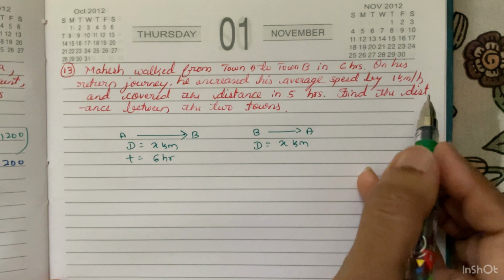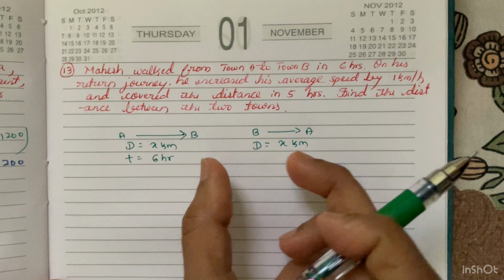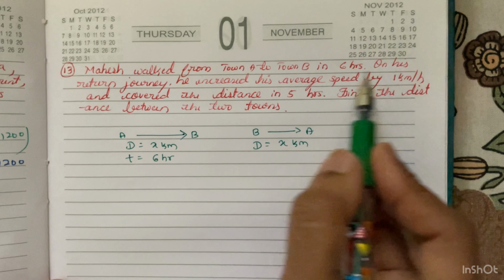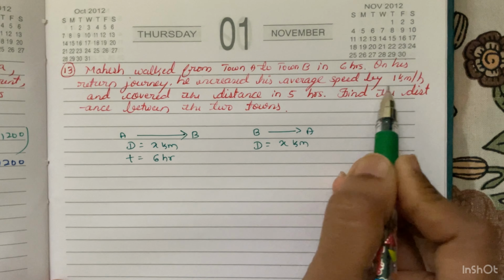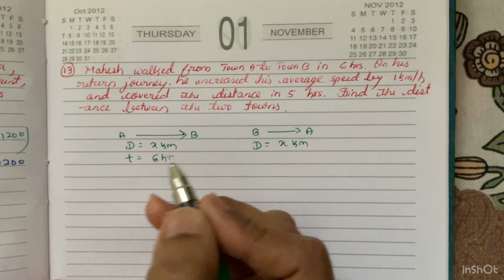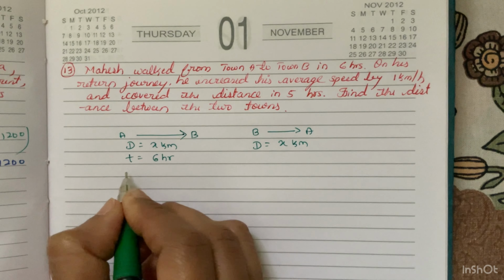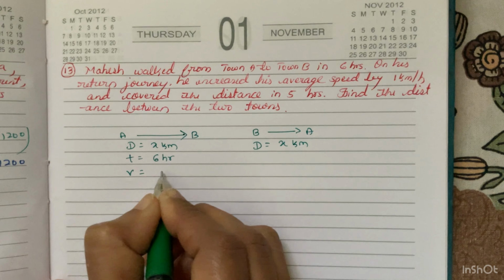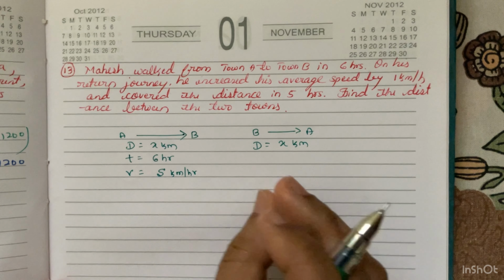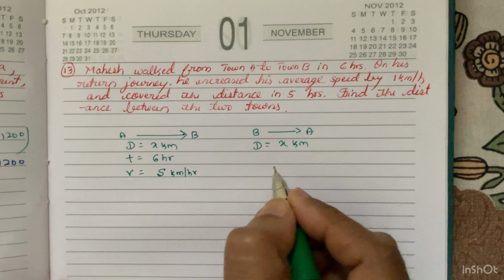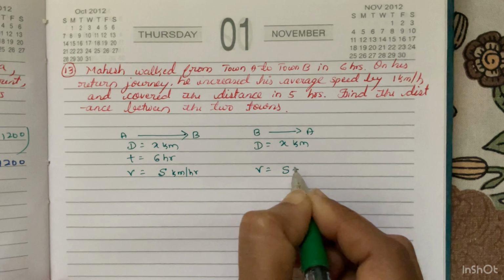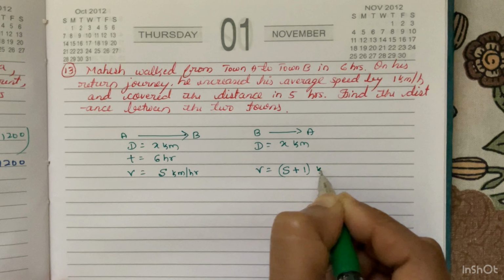In this question, they asked us to find the distance between town A and B. So D equals X kilometer for both. On his return journey, he increased his average speed by 1 km per hour. While going from A to B, we don't know the speed of his walk, so the speed we mention by V, let me write S kilometer per hour. While returning, the speed has been increased by 1, so V equals S plus 1 kilometer per hour.